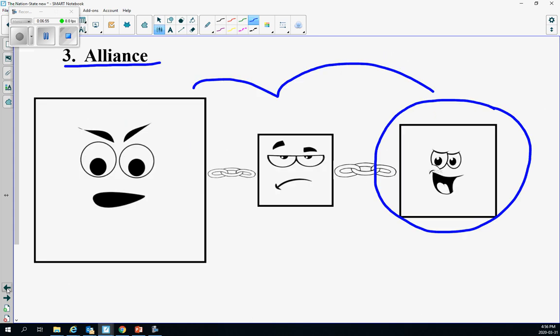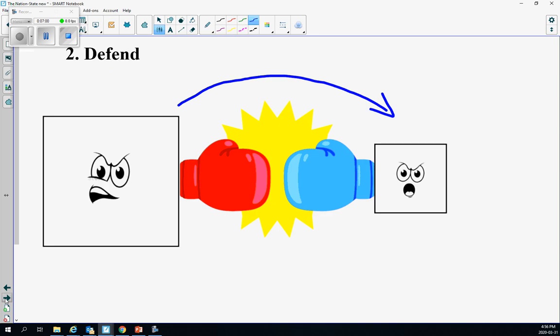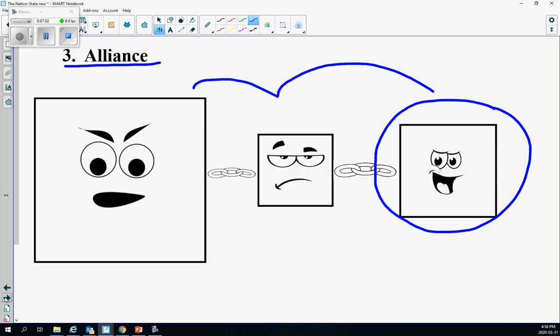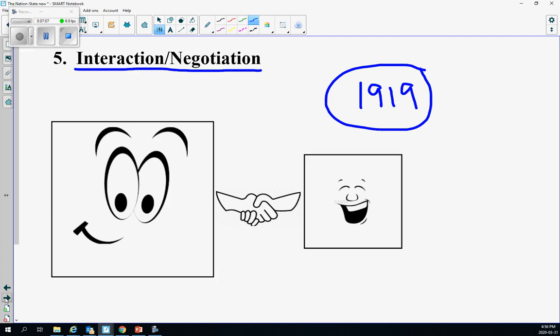If we talked about a country like Germany again in the 1930s, they used expansionism a lot. One could argue they used defense. They did form alliances. We didn't see much isolationism. Believe it or not, they did negotiate and interact peacefully with some nation states, at least for a while. Their treaty with Russia comes to mind, just before they invaded them in the 1940s. But there you have it: 5 tactics nation states can use to interact with other nation states.